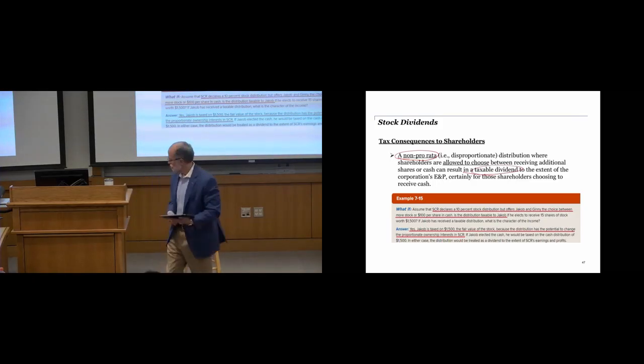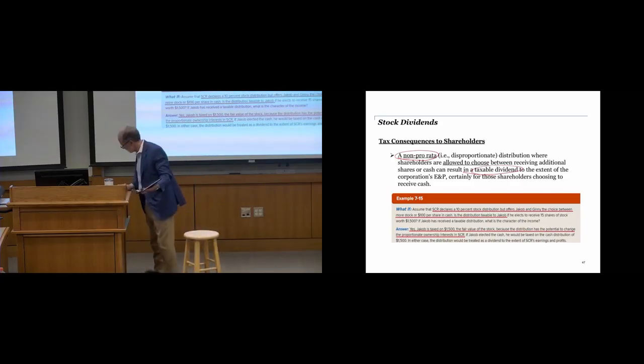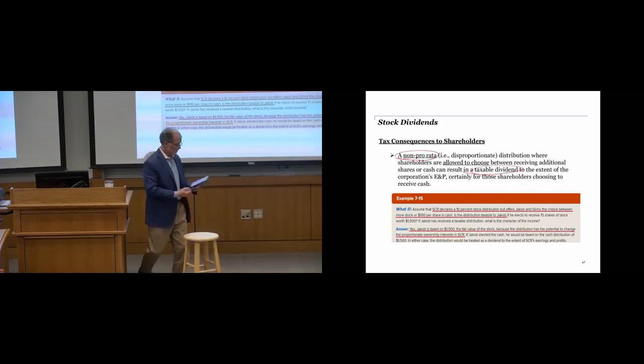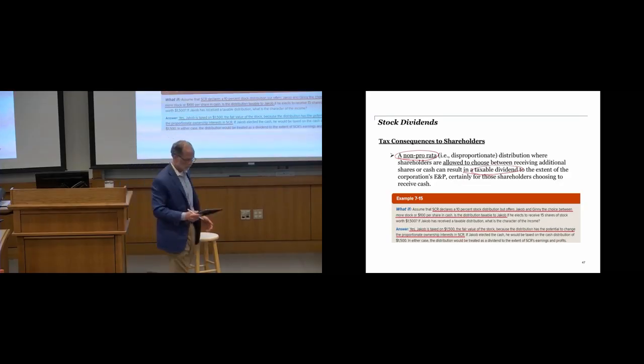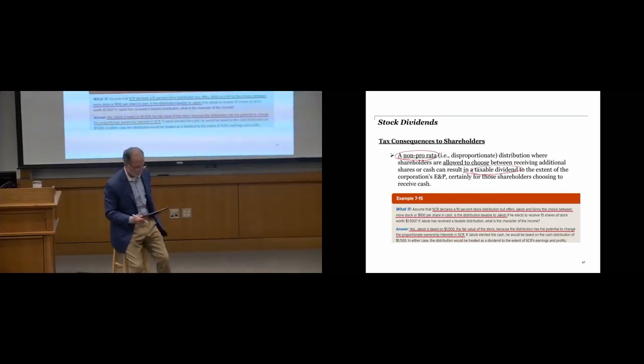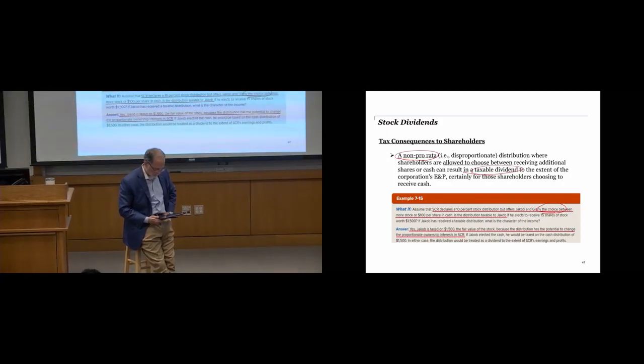So our last example, 715, is Esmeralda. Assume that SER declares a 10% stock distribution, but offers Jacob and Ginny the choice between more stock or $100 per share in cash. Is the distribution taxable to Jacob? If he elects to receive 15 shares of stock worth $1,500, what is the character of the income if Jacob has received a taxable distribution?